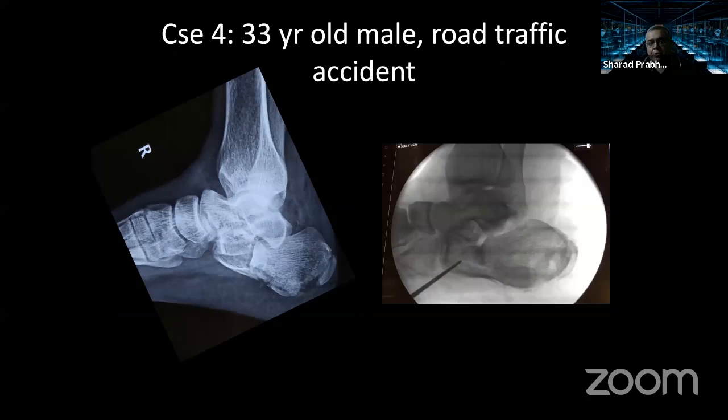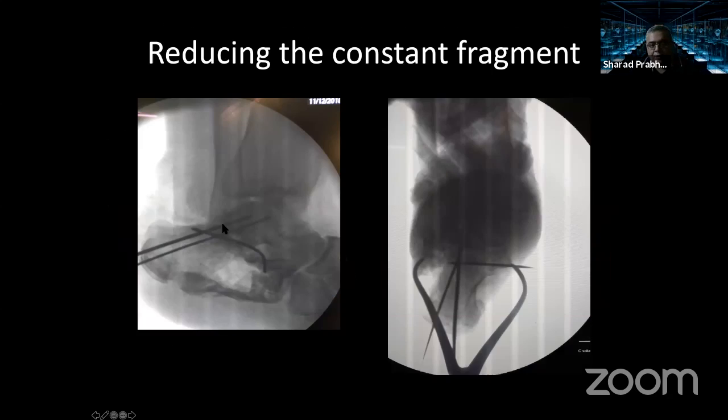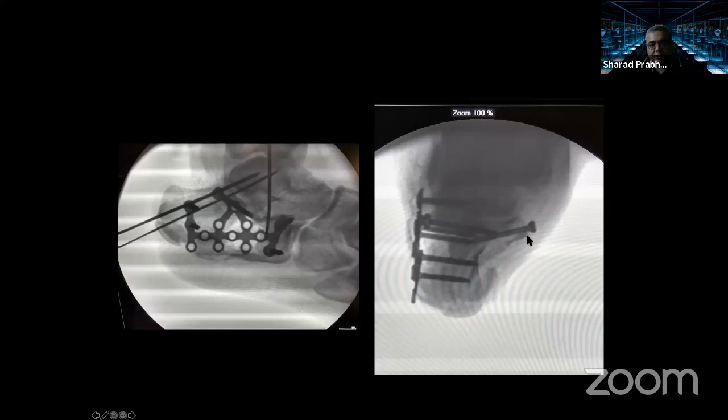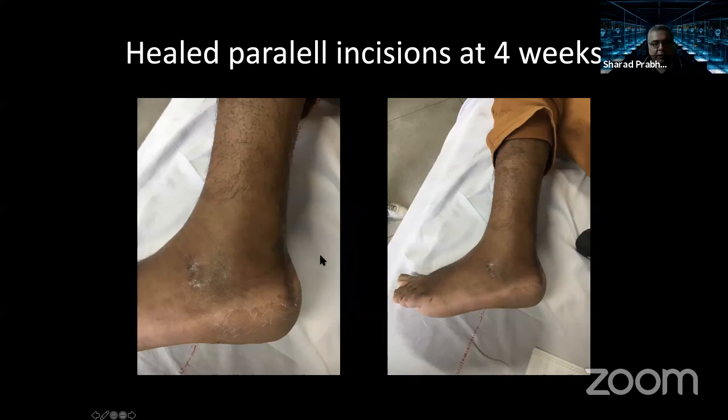Another patient, a 33-year-old male, a road traffic accident, with a large tongue-type fracture. We essentially used a second incision, not only to get the plate in, but also to manipulate these large tongue-type fragments. He also had a medial fragment, and we used a clamp to compress it, and then put a screw to that. And there's the wound, the healed picture, showing the healing is adequate.